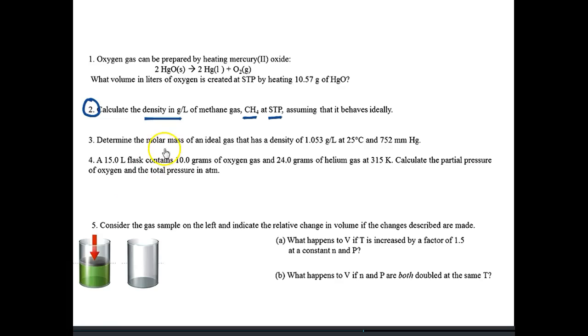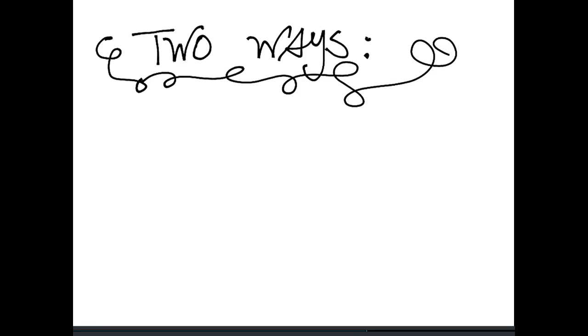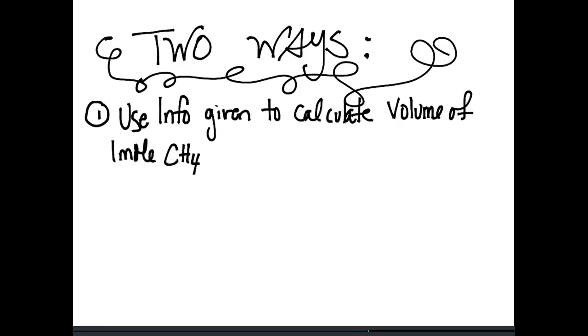And you can see that we're looking for density in grams per liter, and then moles is related to the ideal gas law. So somehow that grams per mole is going to matter. So we know we need the ideal gas law. There are 2 ways to do these problems. One is you can use the information given to calculate the volume of 1 mole of methane at standard temperature and pressure.